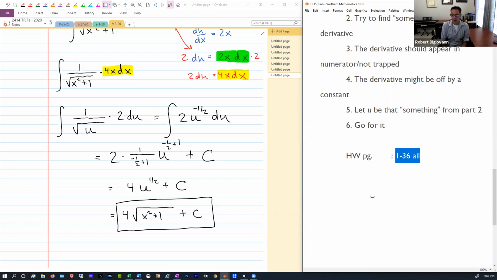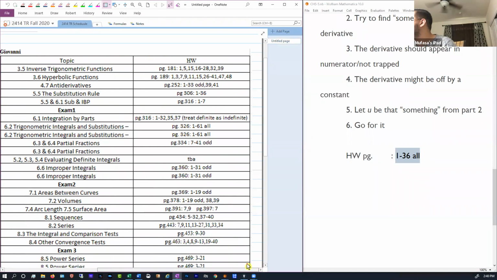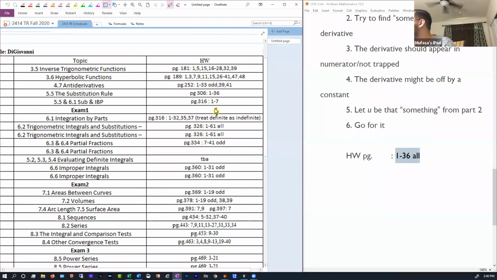Okay, so I've got to end. I think you assigned 1 till 36 odd. Did I? Oh, on the sheet, is it all or odd? Yes, it says odd on the sheet. You sure? Right here? Oh, Substitution. I saw an antiderivative. My bad. Are you looking? Okay.